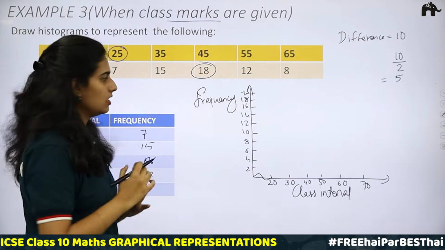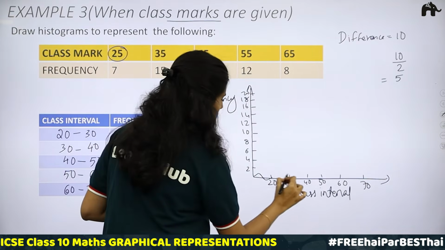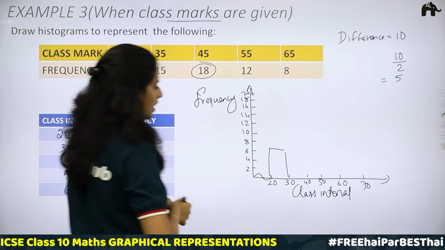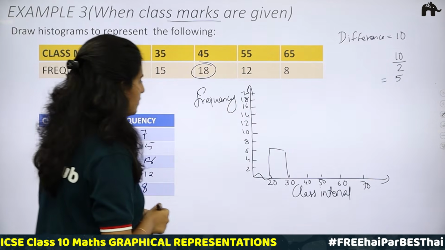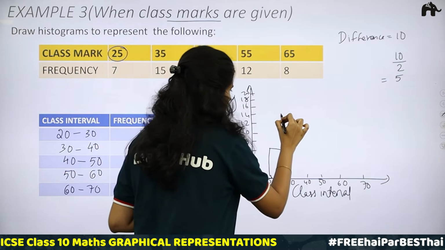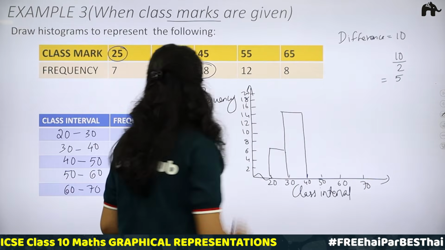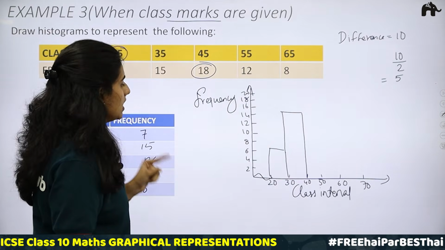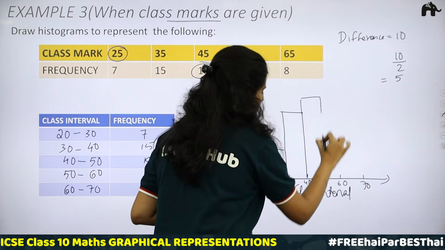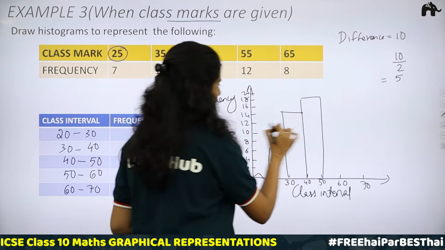Okay. Now, we can easily draw. For interval 20 to 30, it is 7. Here we have 7. Okay. 30 to 40, it is 15. Here we have 15 between 14 and 16. Next, 40 to 50, it is 18. Here we have 18. 50 to 60, it is 12. Here we have 12.